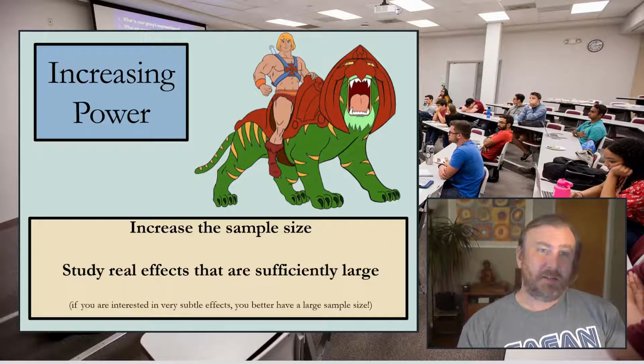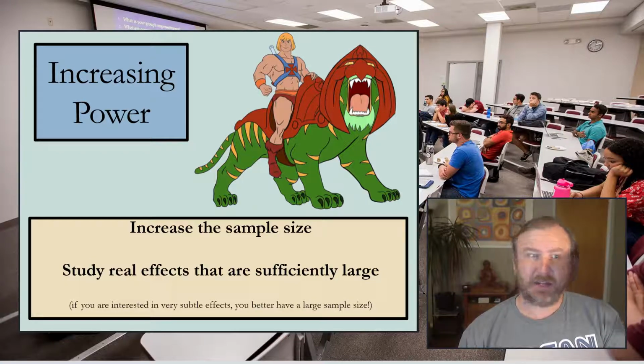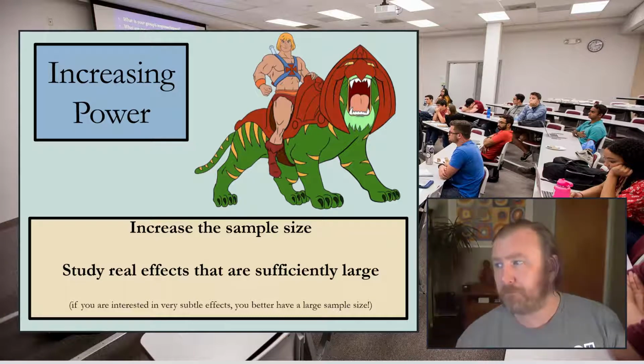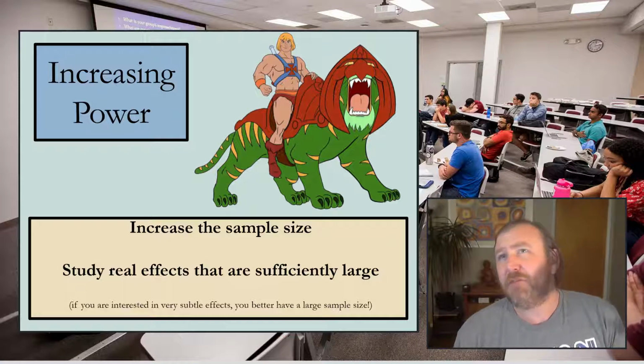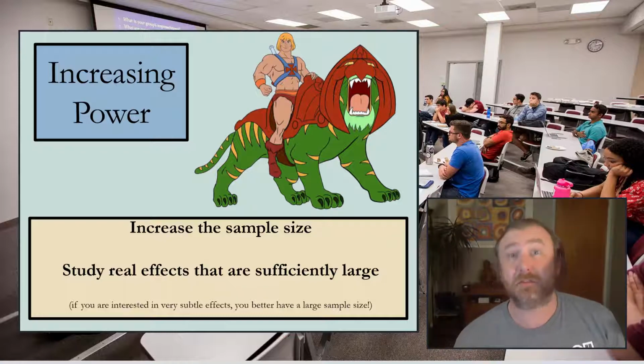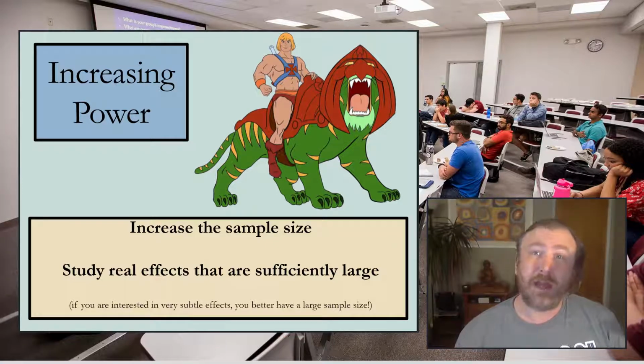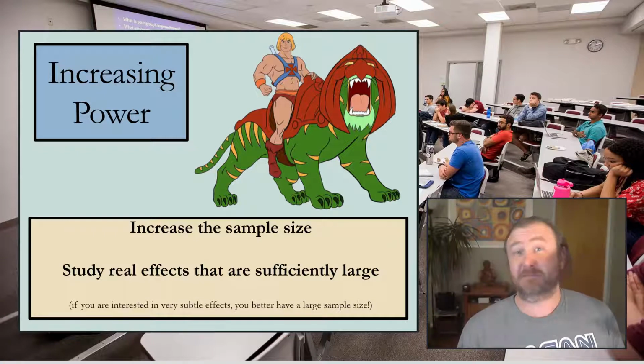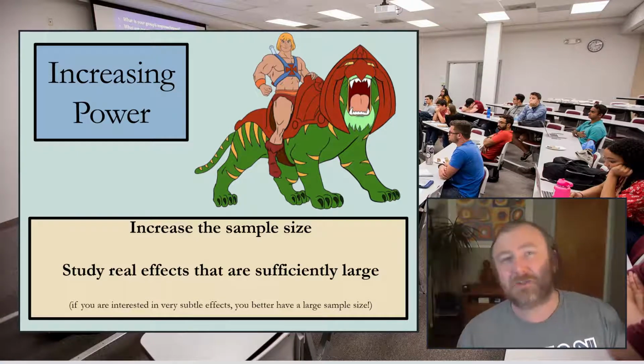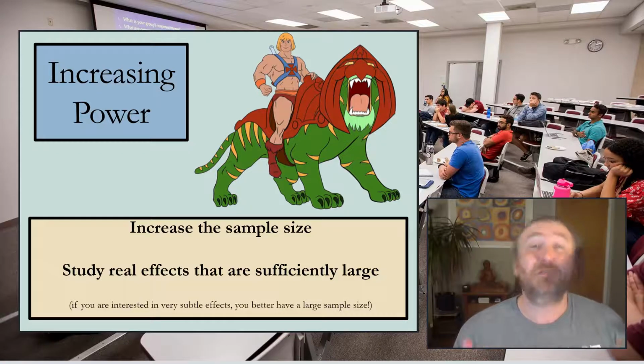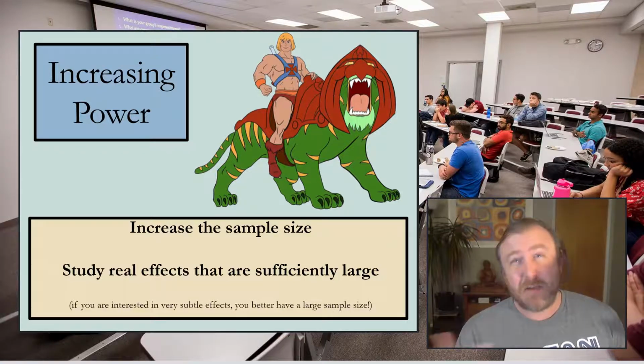Another way that you can increase power is to study effects that actually exist and that are sufficiently large, right? So let's think of an example of that. If we had you go through a haunted house, for example, many people would probably experience increased heart rate, right? If people are jumping out at you trying to scare you, that's going to be a huge effect, right? I mean, it's going to be a really big effect.